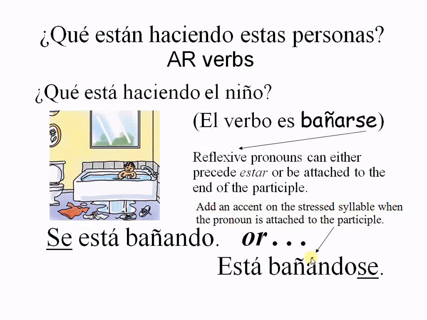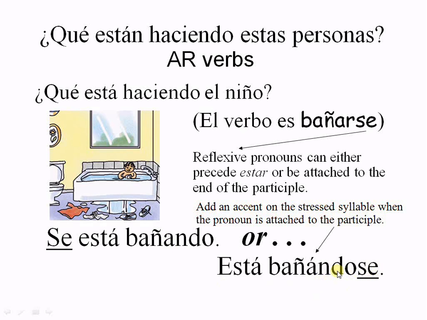Now, we need to be careful when we use reflexive verbs. Where are you going to place the pronoun? Well, you have an option. Whenever you are dealing with reflexive verbs, you can say, for example, ¿Qué está haciendo el niño? The verb is bañarse, right? So you can place the reflexive pronoun before the verb estar. I can say, el niño se está bañando.